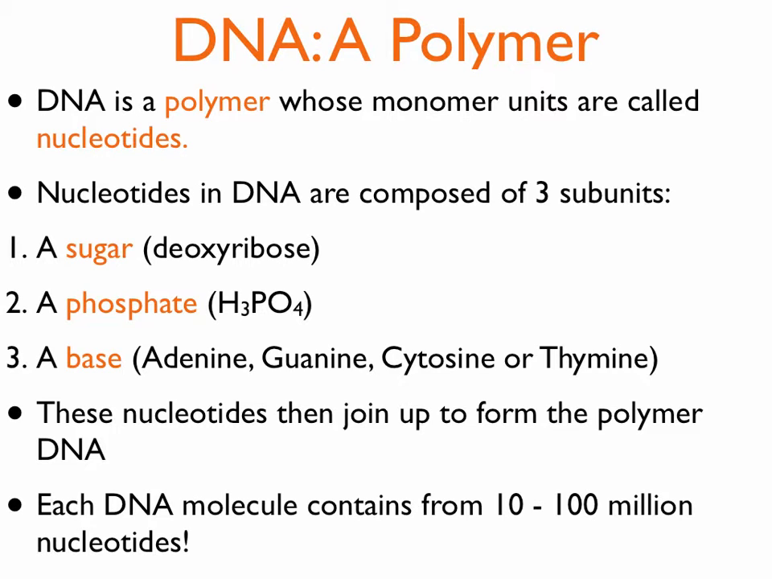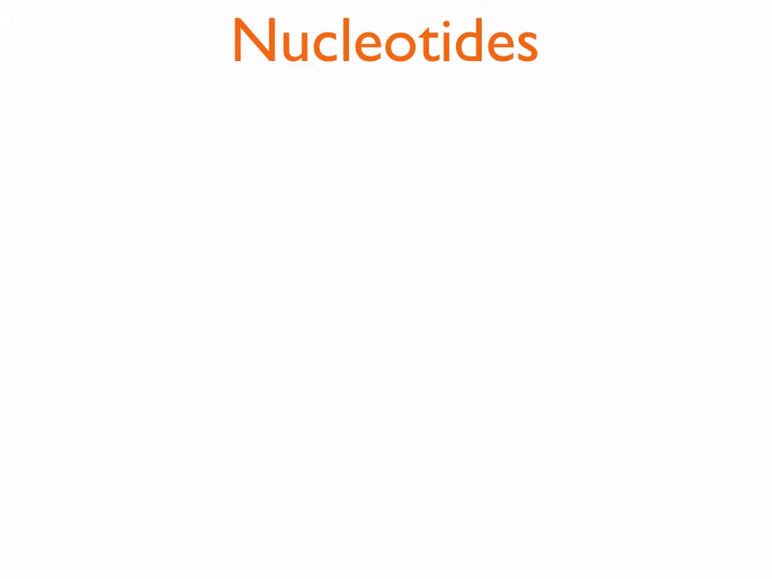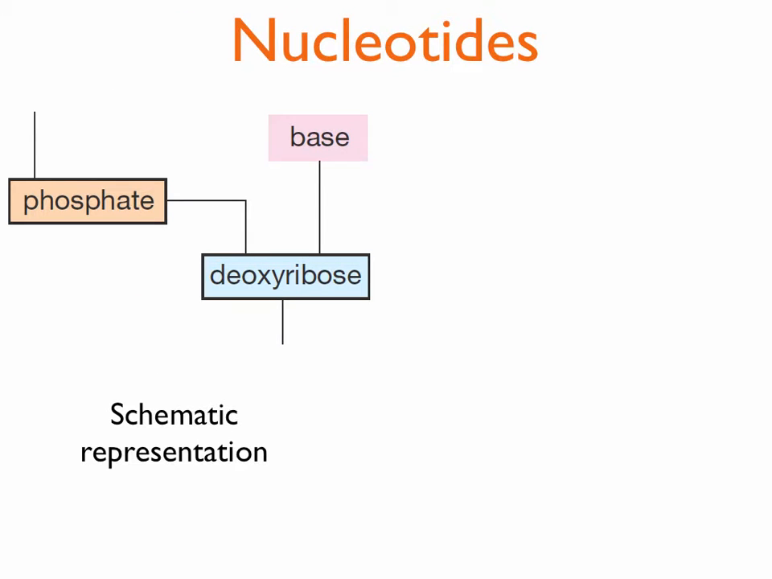Let's have a look at a schematic representation over the page, acknowledging that each DNA molecule will contain from 10 to 100 million nucleotides. So here's where we see that the DNA molecule is a vastly more complex molecule than something like cellulose, where we're talking about thousands of monomers. Here we're talking hundreds of millions of nucleotide monomers. So let's have a look at a nucleotide. Here's an example of a schematic representation of a nucleotide.